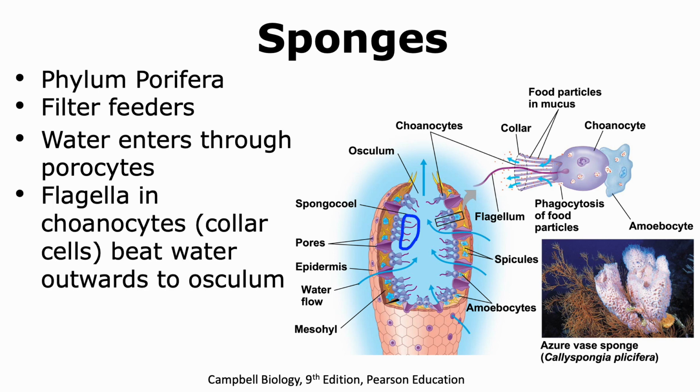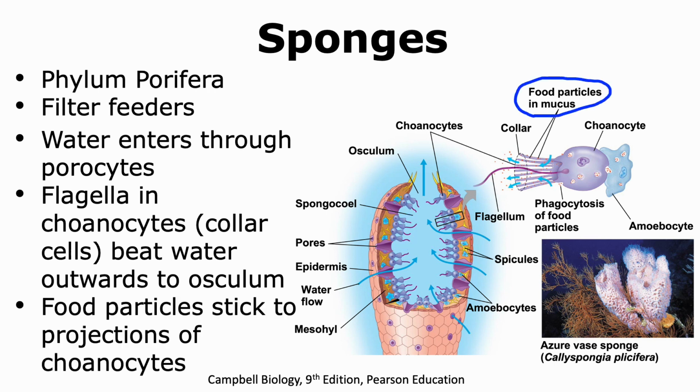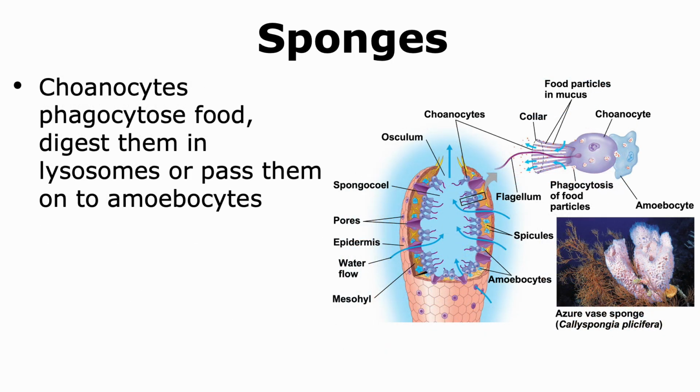These choanocytes have flagella that beat the water towards an opening called the osculum that is present on the top of the sponge. The food particles from the water that comes inside the sponge stick to different types of projections present on the choanocytes. The choanocytes then phagocytose these food particles and digest them in their intracellular organelles called lysosomes, which have enzymes that can degrade the food particles into smaller molecules.